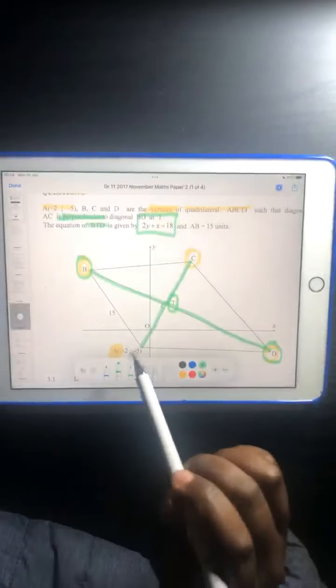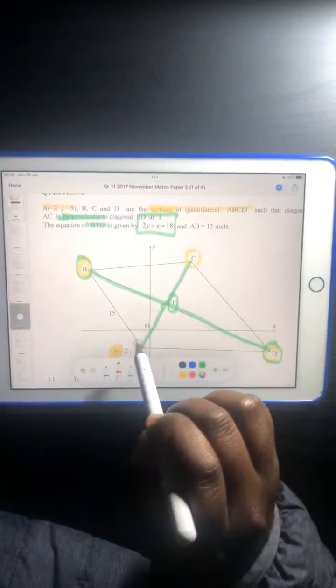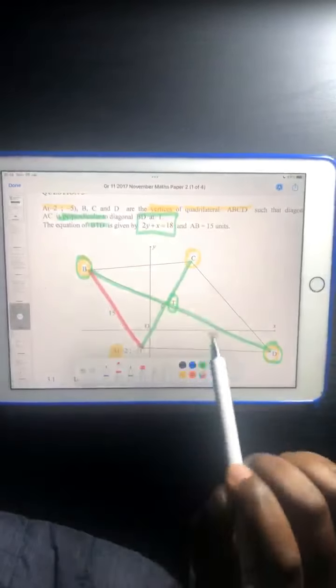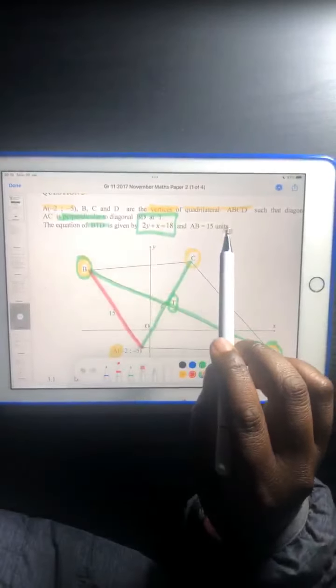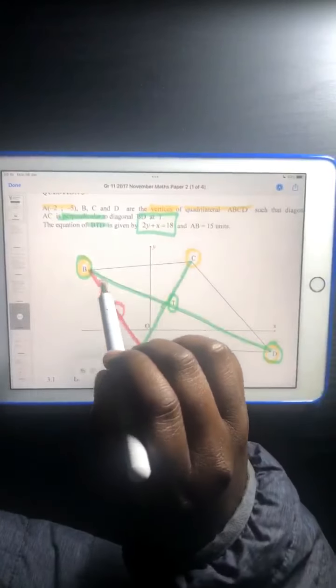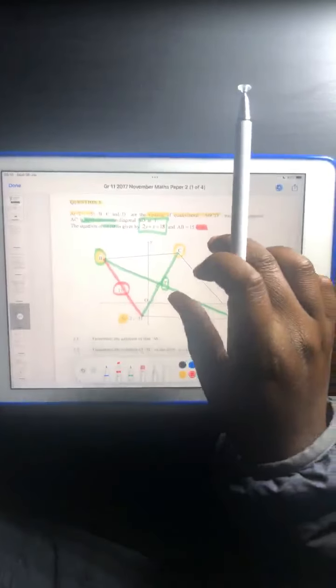And they say AB, where's AB? Oh, there's A. Okay, now I see there's A, there is B. They are saying it is equal to 15 units. Units means they're talking about a length or distance. Okay, now it makes sense. Let's now check the questions.